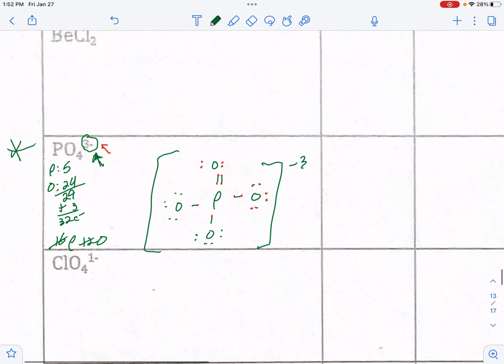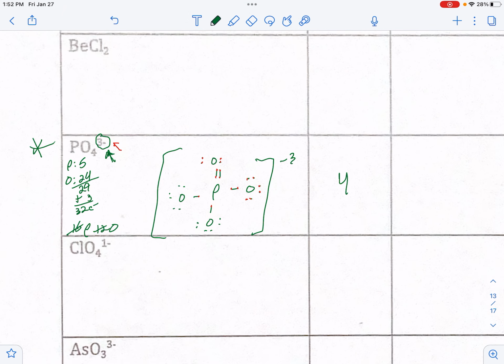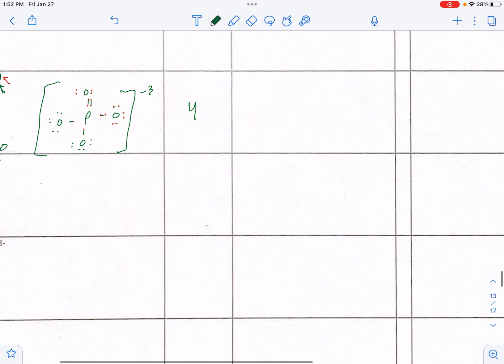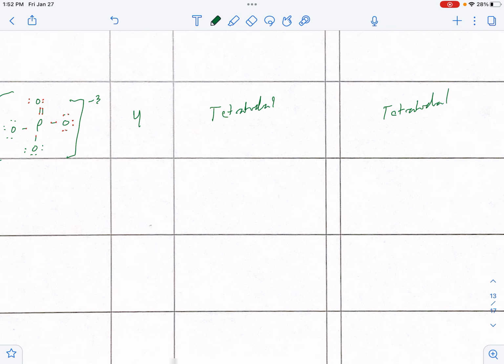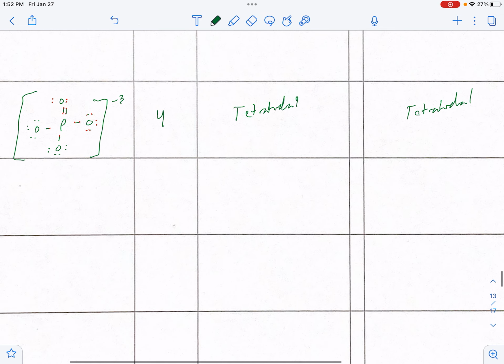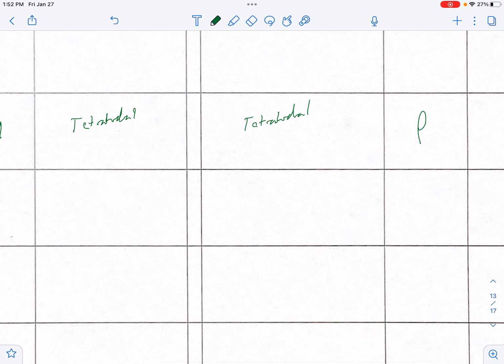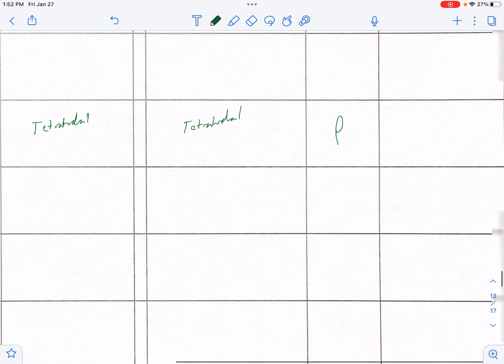Now, as far as attachments, it's still just 4 oxygens. So that's going to be tetrahedral, and then it's going to be tetrahedral again. Even though those are 4 oxygens, they are not all the same. 3 of them have an extra electron and 1 doesn't. So that means this is going to be polar. So it's going to have LDF and dipole-dipole because it's polar. And there's not a hydrogen in there, so I can't go to hydrogen bond, so it stops there.